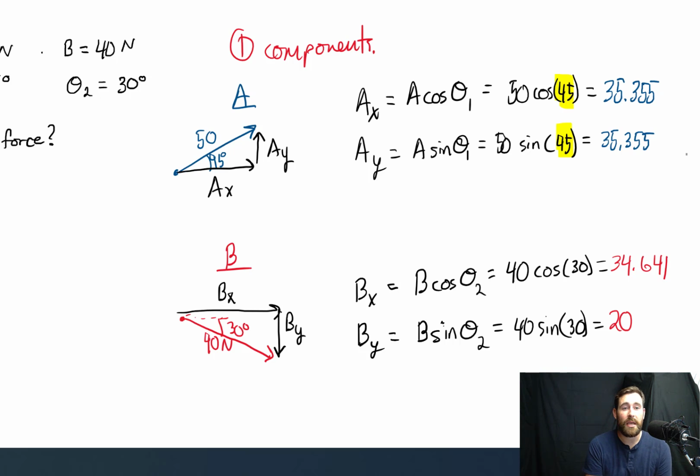So what we can say here, and just to really iterate this, make sure everything is crystal clear, is that this length here is the same as this length here, despite how my drawing is. Okay. All right. So we got those. On B, we have an angle degree of 30. So that means our sine is going to be a little smaller. 34.641 for our X component and 20 for our Y component. So let's go to the next step.